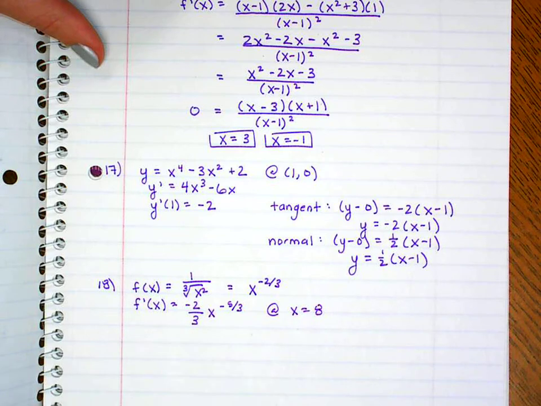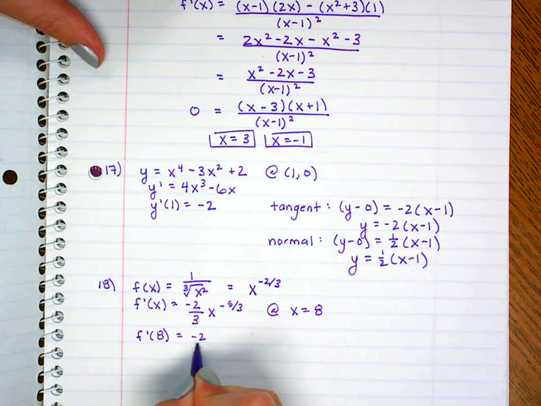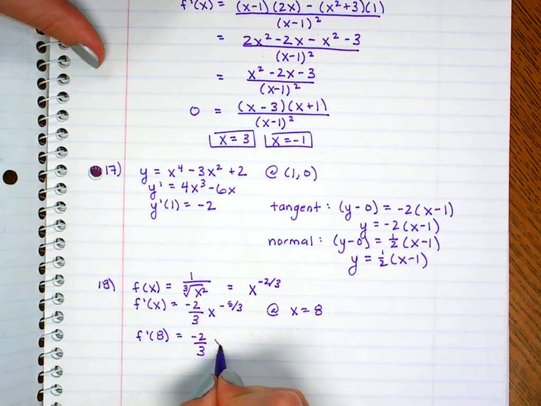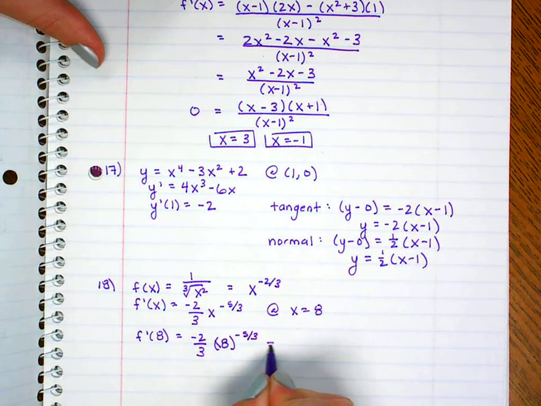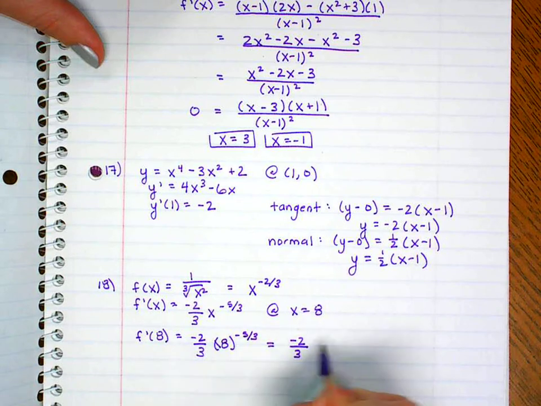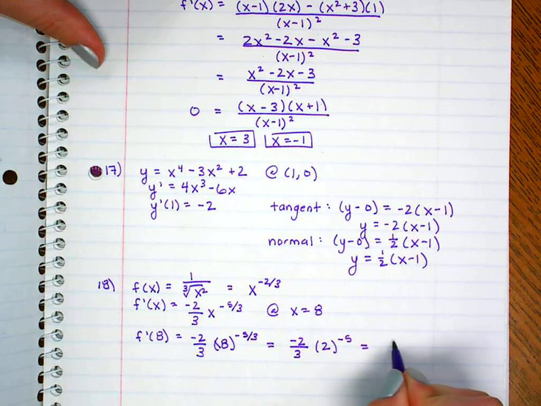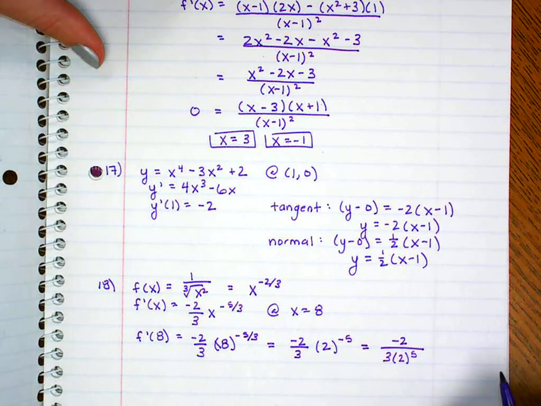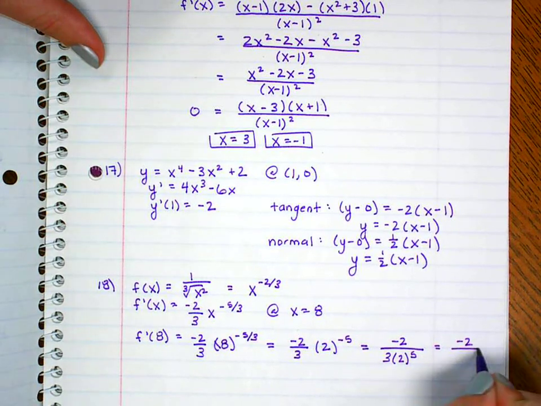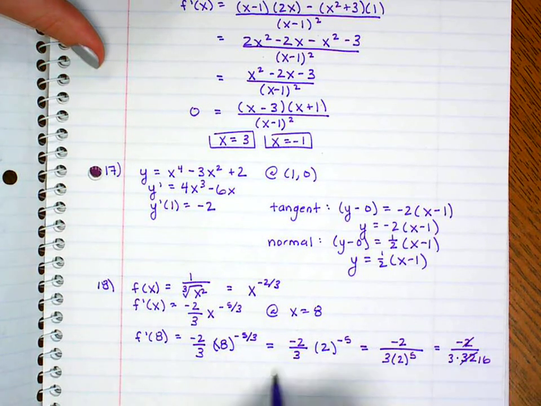Okay? So let's start by doing f prime of 8. It's going to be 8 to the negative 5/3. Well, if we take the cube root of 8, we get 2. So I really have negative 2 over 3 times 2 to the 5th. So it'll give me a negative 2 over 3 times 32. It's going to be negative 1 over 48.